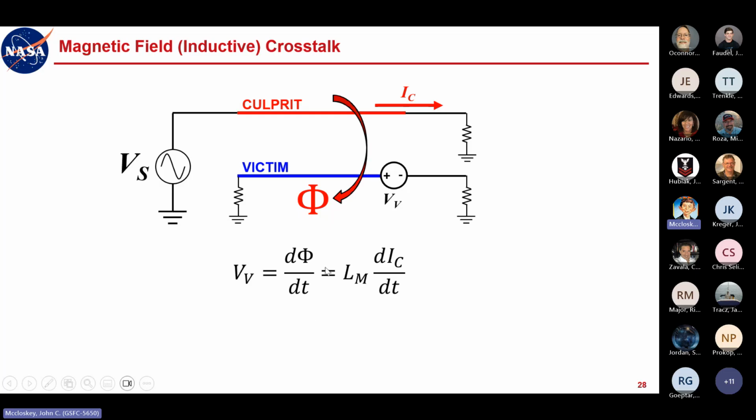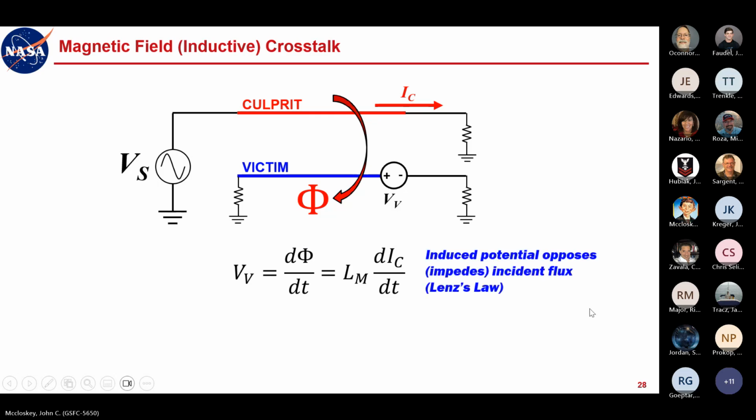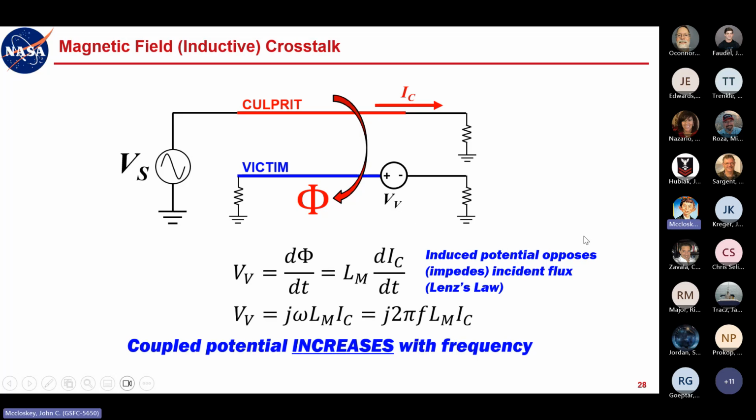When you have this flux coupling into the victim loop, a time varying flux will induce a potential in that loop. And as we talked about before, the induced potential will oppose the incident flux. So in this case, if the flux is going into the page, the induced potential will be in a counterclockwise direction to oppose the incident flux, and that's Lenz's law. And here again, the coupled potential will increase with frequency. So both of these effects will get worse with frequency.